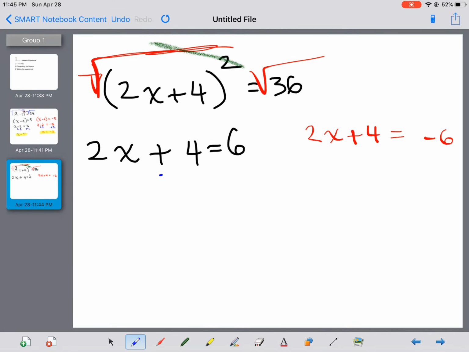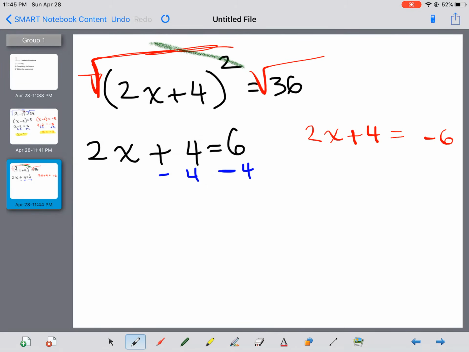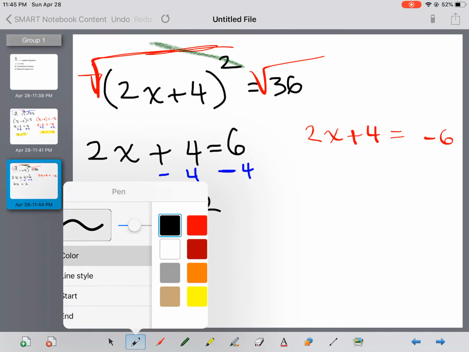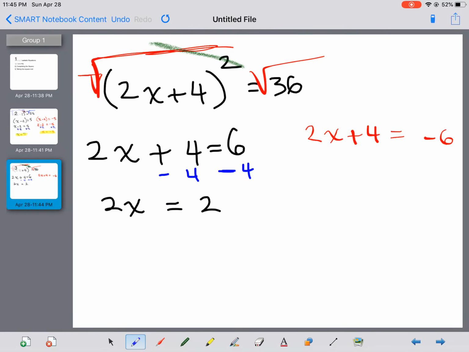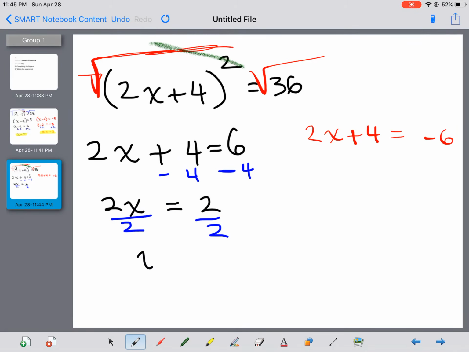So the first step is to subtract 4 from each side. And that leaves us with 2x equals 2. All right, next step, 2x, so that means we got to get rid of the 2, so divide both sides by 2. And now we get what we wanted. We get x equals 1. So the first solution to this equation is x equals 1.